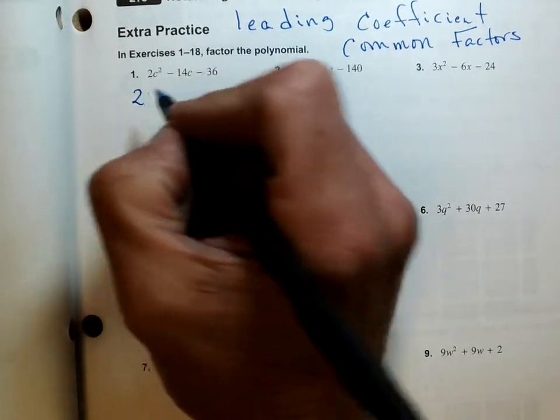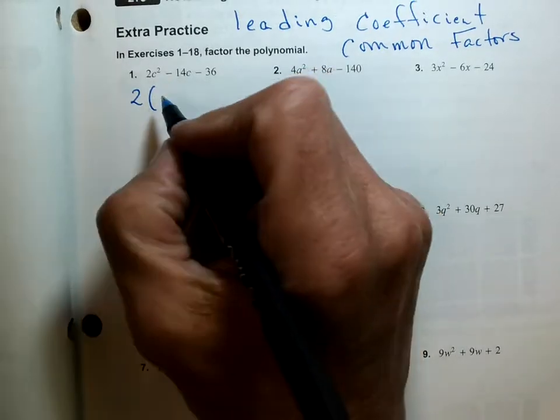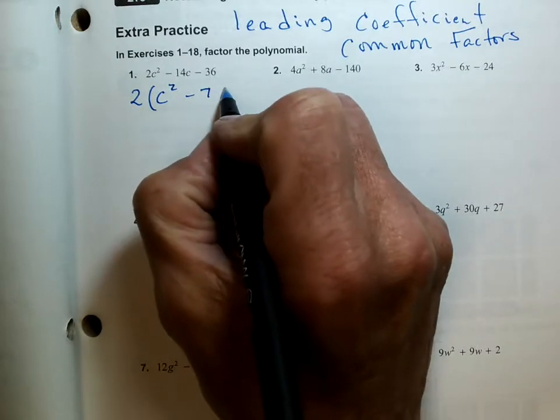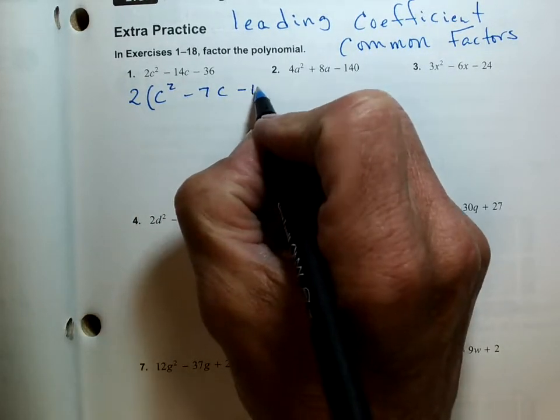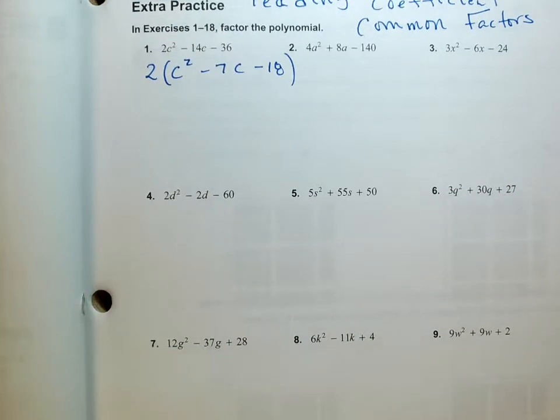So we write the 2 out in front and go parentheses. Remember how we did this kind of common factoring before, right? So we take out the 2, and we put the 2 out in front. And then if we divide out the 2, we'd have c squared minus 7c minus 18, right? Does that make sense, everybody?